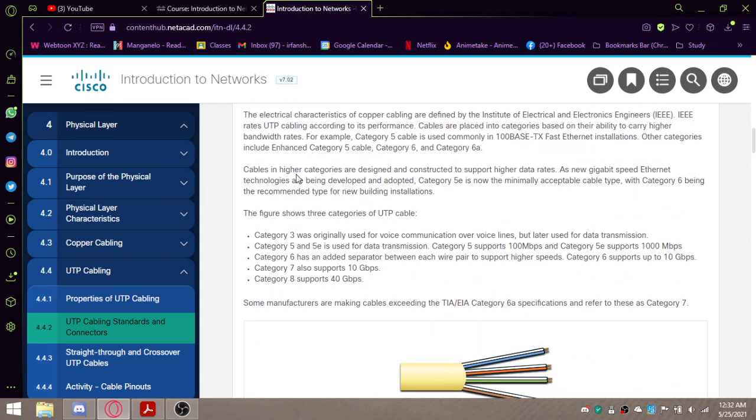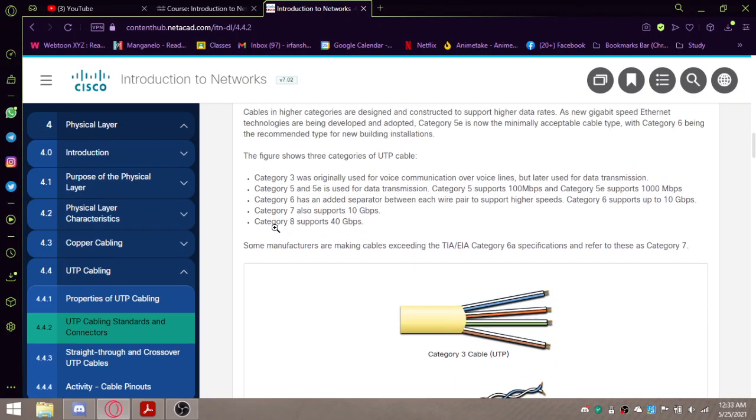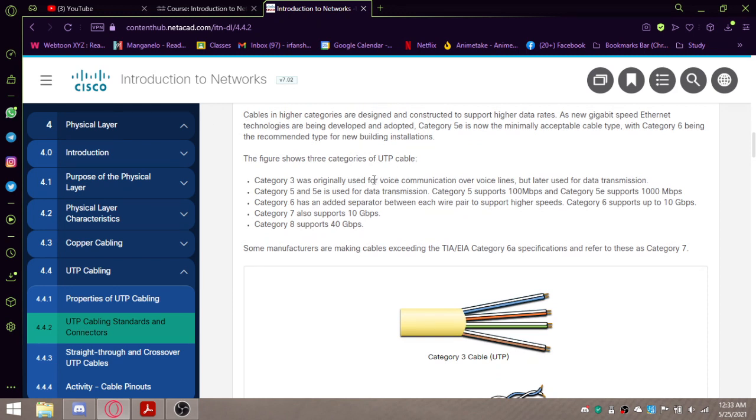Cables in higher categories are designed and constructed to support higher data rates. A few gigabit speed Ethernet technologies are being developed and adopted. Category 5E is now the minimally acceptable cable type. Category 6 is the recommended type for new building installation. The figure shows three categories of UTP cable. The first, Category 3, was originally used for voice communication over voice lines, but later for data transmission.